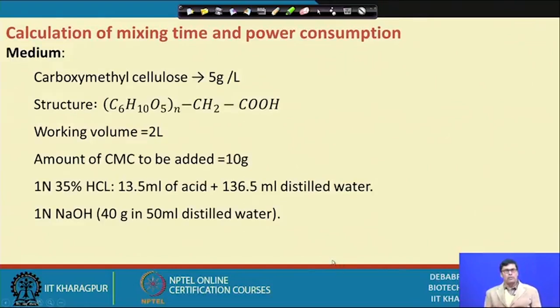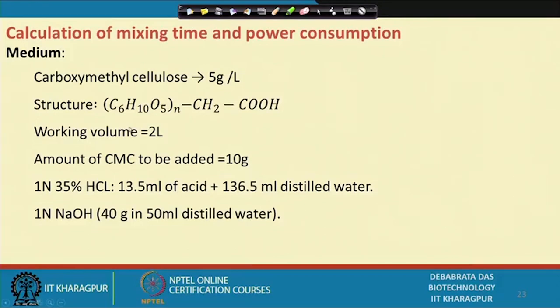Now, here we use CMC solutions, that is carboxymethyl cellulose. And why carboxymethyl cellulose? Because though it is insoluble in water at normal temperature, if you heat it with constant stirring, it will become soluble. When you cool it down, the characteristics of the CMC solution will be the same as the characteristics of the fermentation broth. Another important factor is that when you add acid or alkali, there will not be any change in the chemical structure of the CMC.